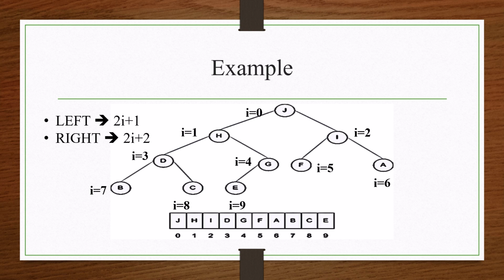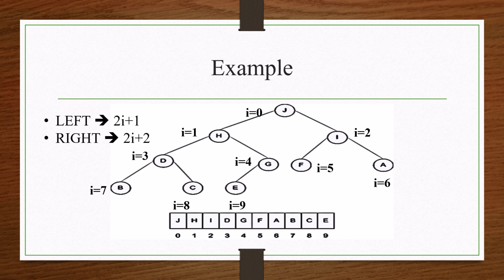So at the top we have a regular binary tree, starting with J at the top, that's our root node. Then J has two children, H on the left and I on the right, and it keeps going: H has D and G, I has F and A, and so on. Now, here's the interesting part. Instead of storing all this using links or pointers, we can just use an array.